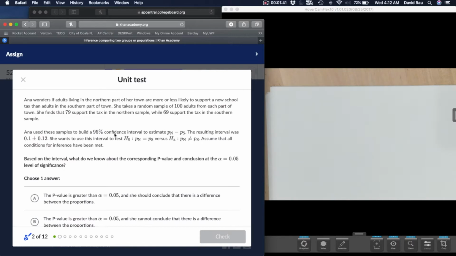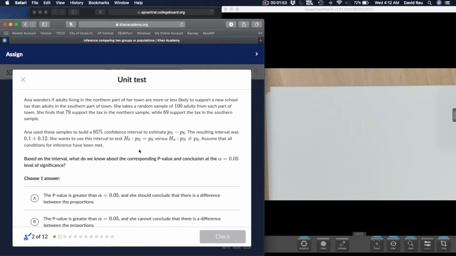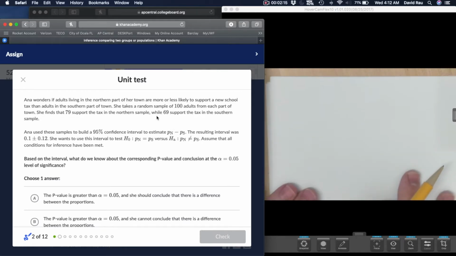Right? So up next, this is a proportion question where it looks like the confidence interval has already been formed to compare. Let's read here. Now see, just a note on the AP exam, you always need to define p_N and p_S. And right now, if I just look at this, I'm not sure what that means. Let's see, I can now see we're comparing the tax support in the northern samples and the tax support in the southern samples. Okay, so let's break down what this interval is saying.